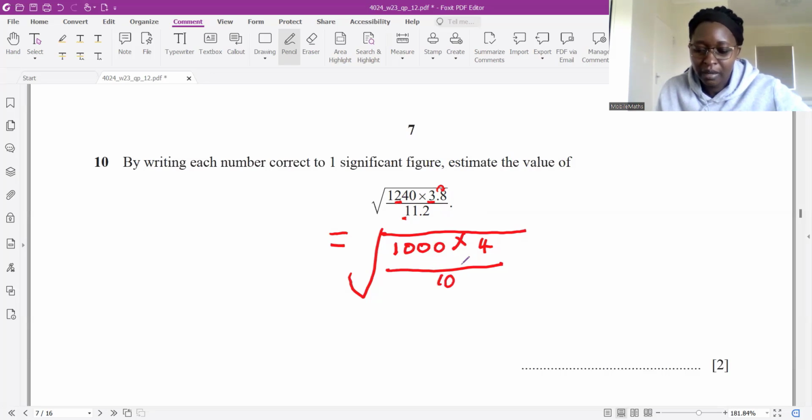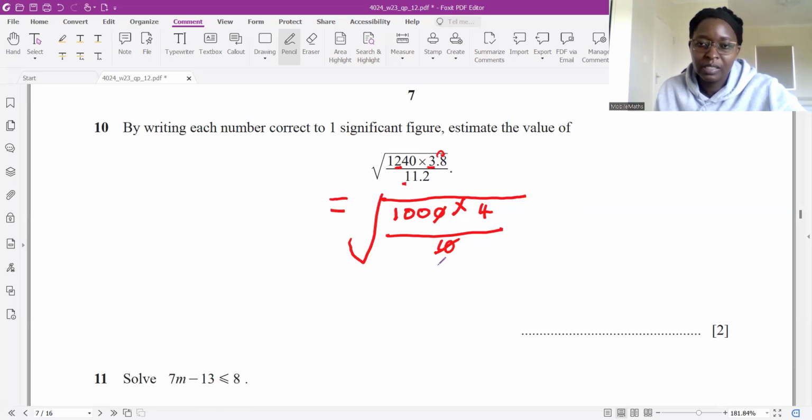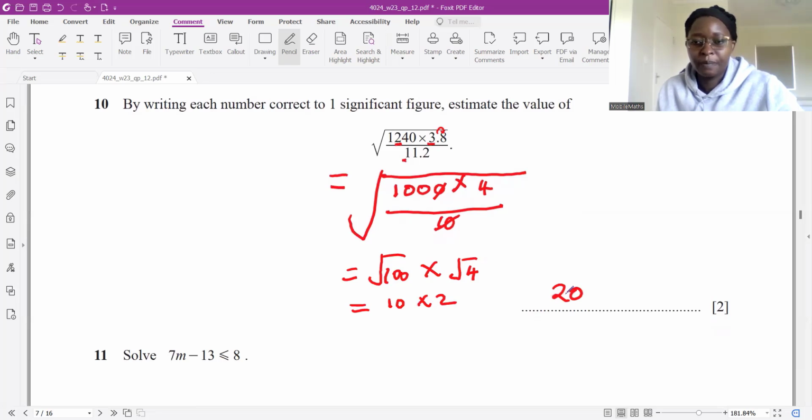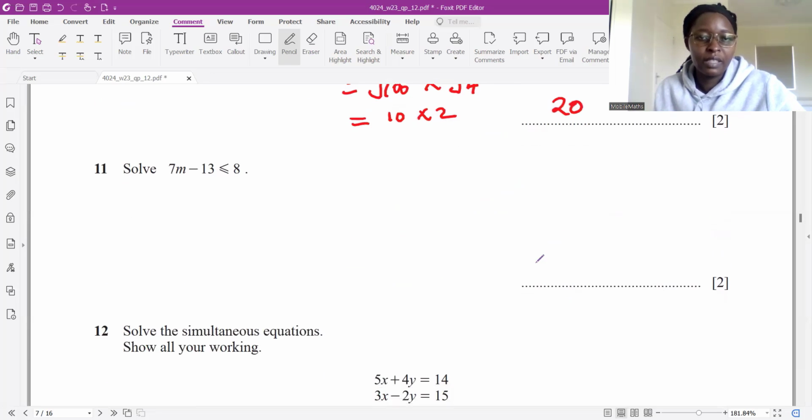Okay, so once I have a 10 here, I can divide 10 into there. I can have 100 times 4. So 100 times 4 is easy for me to calculate. Square root of 100 is the same as square root of 100 times square root of 4. So this gives me 10 times 2, which is 20. Okay, let's find the next one.